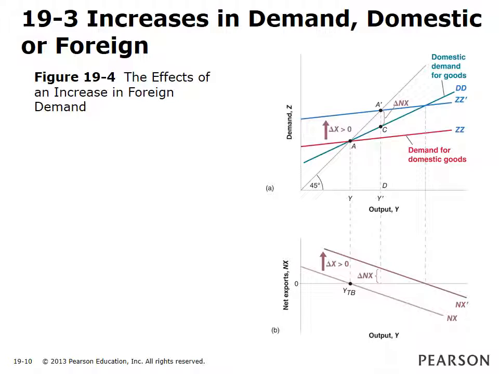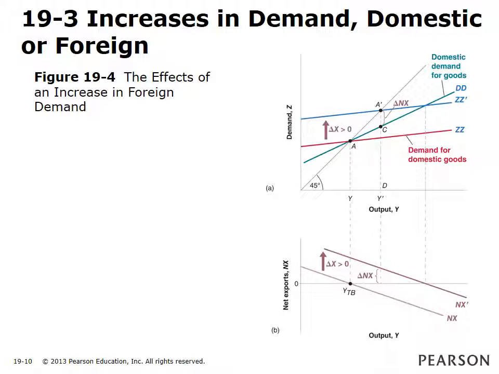Figure 19-4 shows the effects of an increase in foreign demand on domestic output and the trade balance. An increase in foreign demand leads to an upward shift of the ZZ curve due to the increase in exports. Equilibrium output increases. At the same time, since exports are a function of foreign output but imports are not, the net exports curve shifts up from NX to NX prime at each level of output, so the trade balance is better at each level of output.